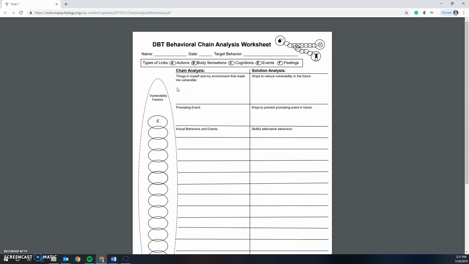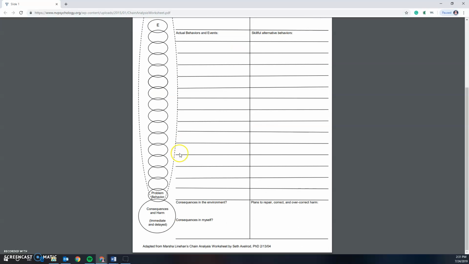And so you write in those ideas. These are the triggers essentially for the bad behavior that comes later. And then you want to identify a specific prompting event. So what is something that actually happened that led to a specific instance of your emotional eating, whether it was a bad grade on a test or a rough day at work, or an argument with your mom or dad, something like that.